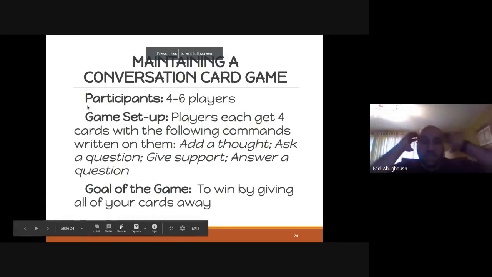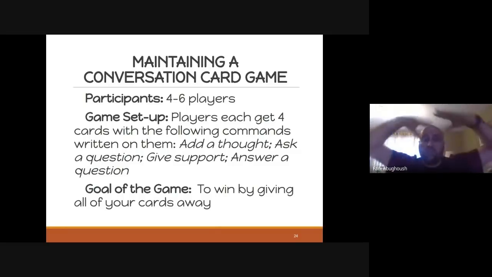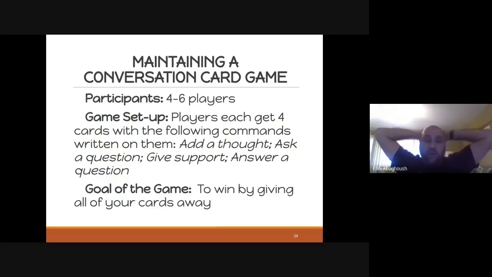Okay, this is a conversation card game. So 4 or 6 students will stand in a circle. Each student will have 4 cards with the following commands written on them: add a thought, ask a question, give support, answer a question. And all of them will be in the target language. The goal of the game is to win by giving all of your cards away.